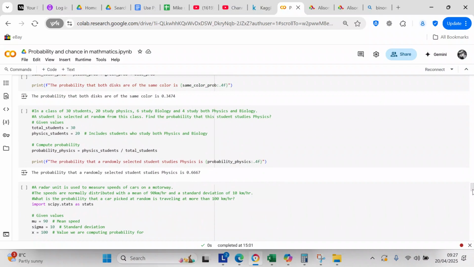So we have the total students equals 30, physics students equals 20. And then we compute the probability. Probability equals physics students divided by total students. And the answer to that is 0.6667.